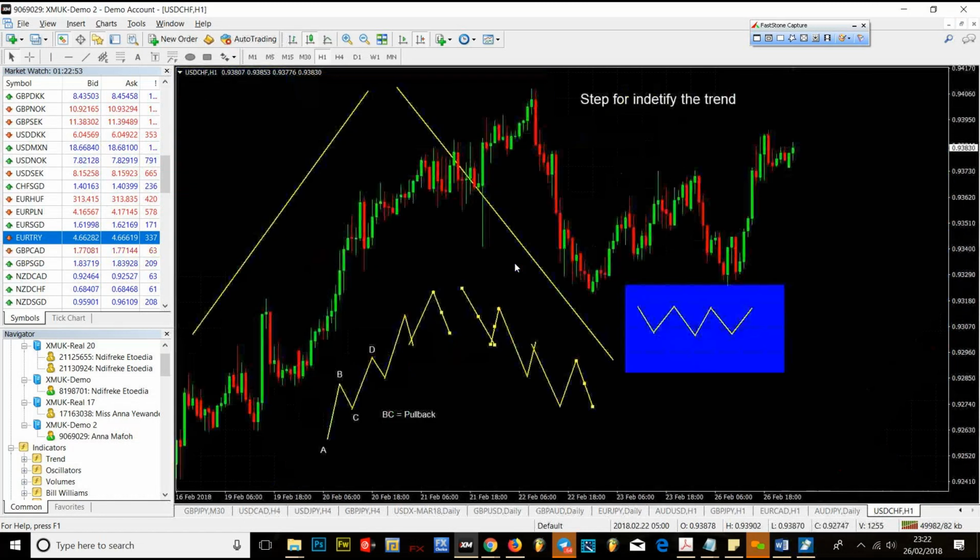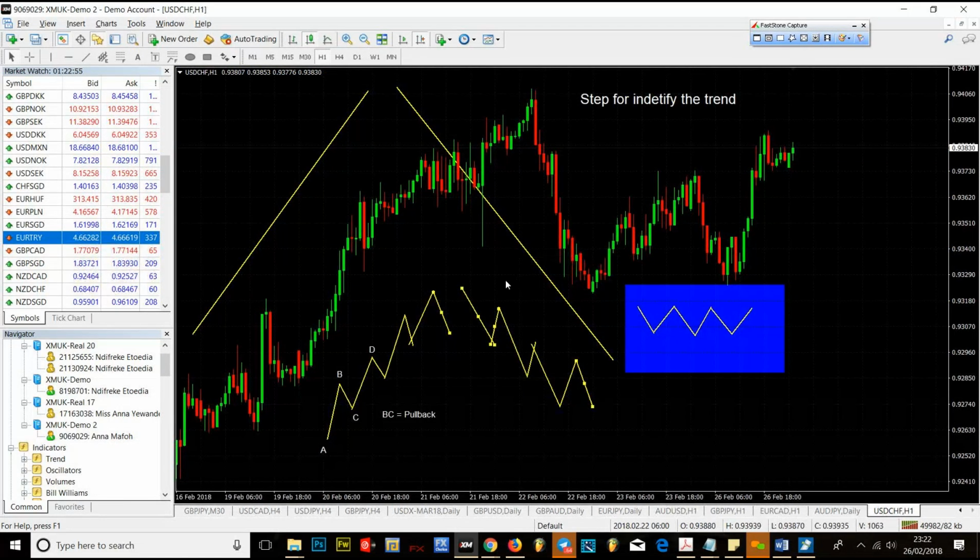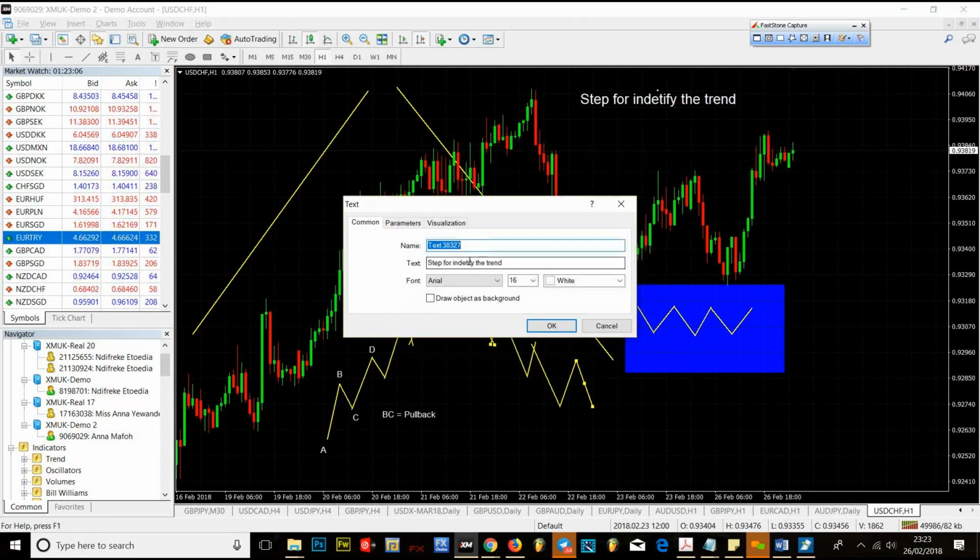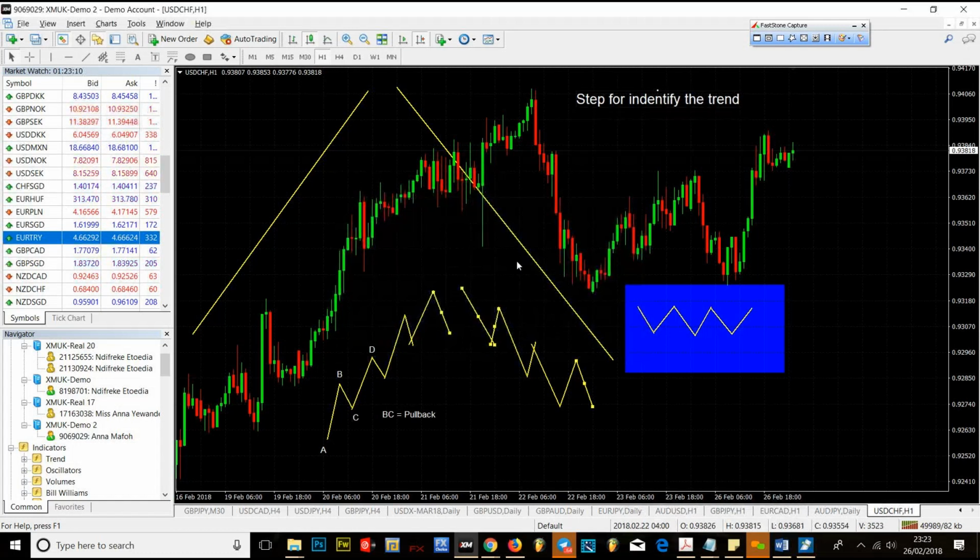Now, back to Fibonacci. So how do you draw it? First of all, identify the trend in the market. After you have identified the trend in the market, locate the highest point of that trend.